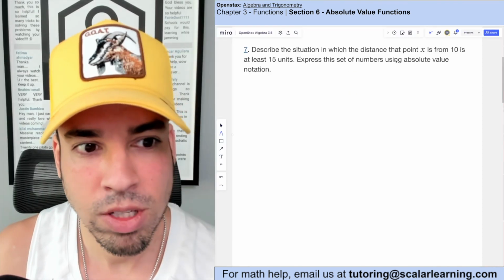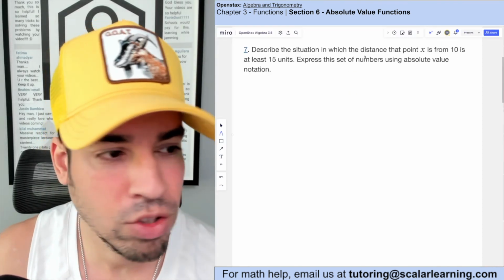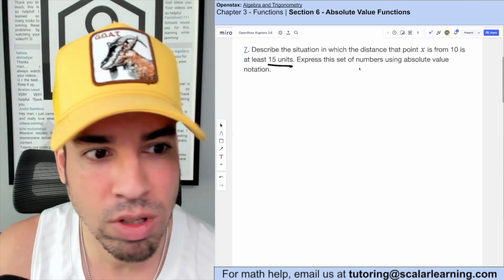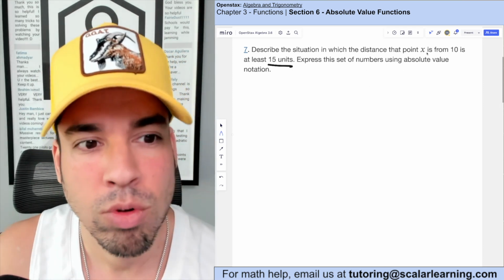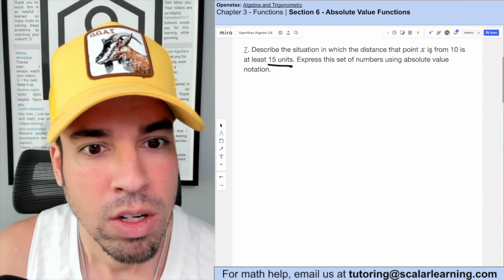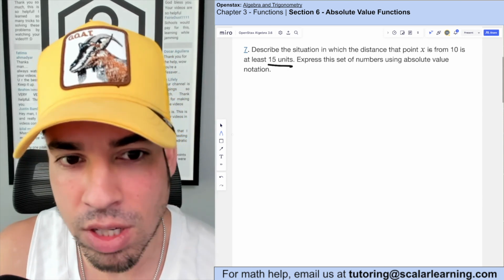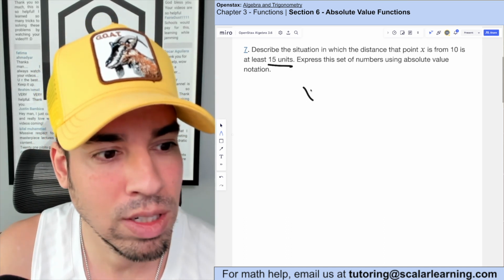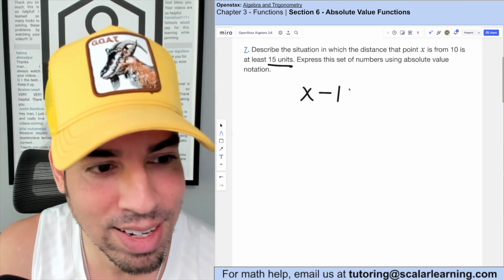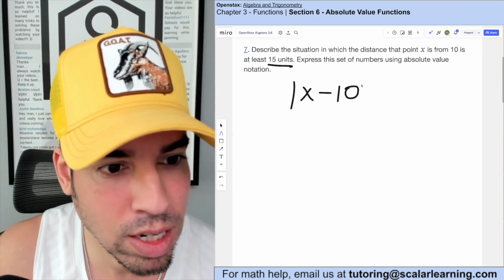Done. Describe the situation in which the distance that point x is from 10 is at least 15 units. Express the set of numbers using absolute value notation. So once again, we're talking about distance from a point. The distance of x from 10 is at least 15 units. So the distance between x and 10 is, again, the difference, but then we throw that in absolute value.